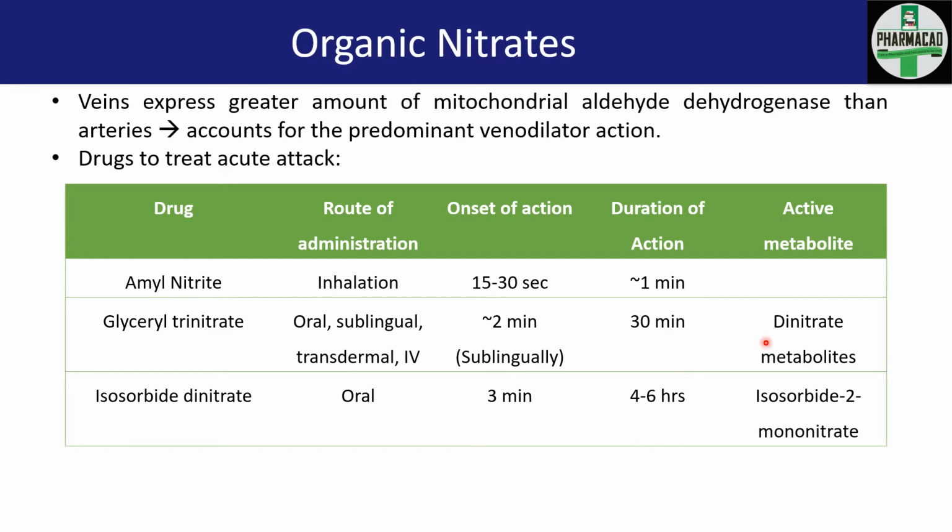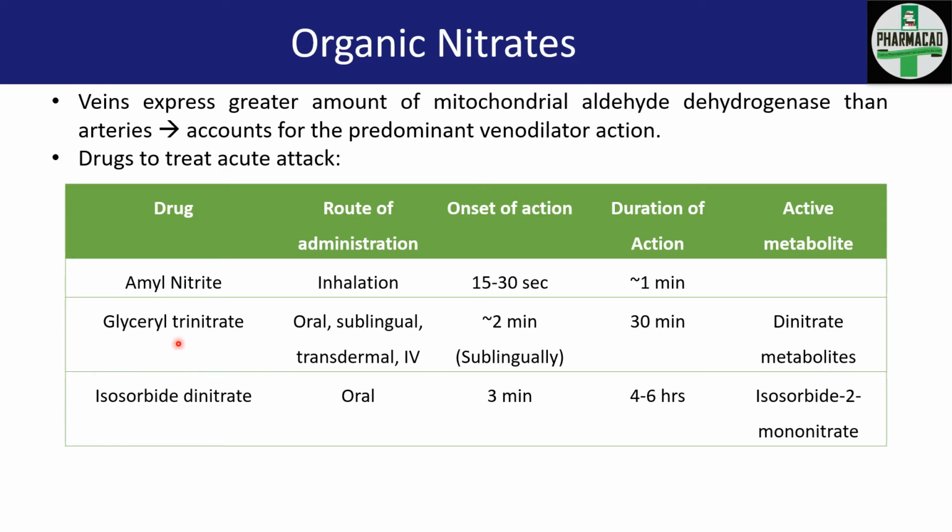hours. These two drugs also have active metabolites. Nitroglycerin can be converted into dinitrate metabolites, which are active, and also isosorbide dinitrate can be converted into mononitrate, which is an active metabolite. Now, since amyl nitrite has a very short duration of action, hardly 1 minute, that's why this is not the preferred one for treating the attack. Nitroglycerin is the preferred one for treating attack.